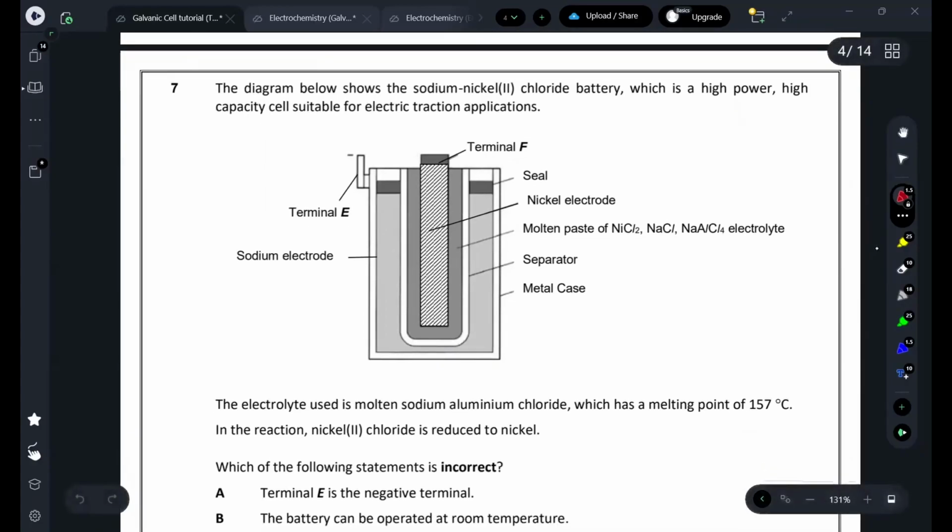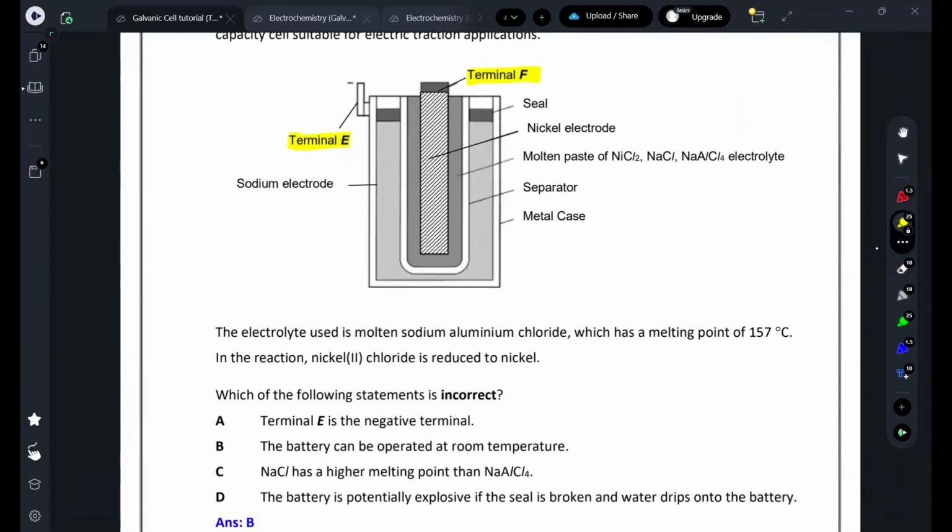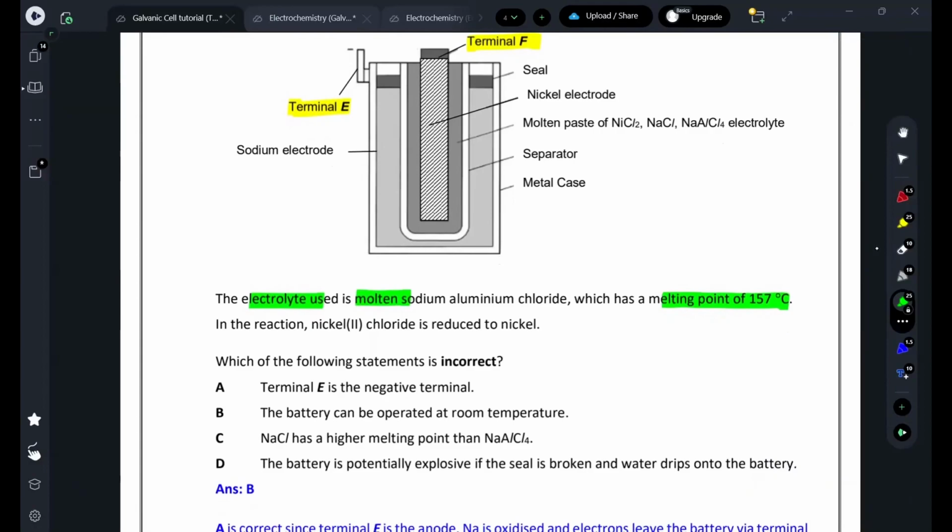Okay, so there are two terminals, which I presume represent the two sides of the battery. Then there's a big hint here that says the electrolyte used is molten. Melting point is 157. Which of the following statements is incorrect? So they said nickel 2+ is reduced to nickel.